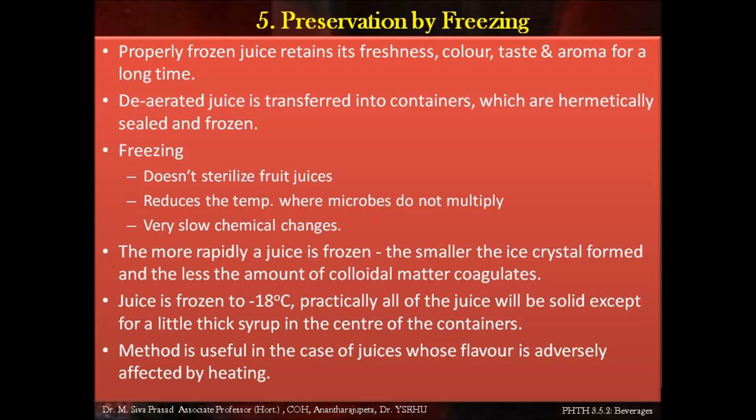particles, that is, the size of the ice crystals that are formed, is very small. The smaller the size of the ice crystals, the better the quality of the fruit juice. Eventually less colloidal matter is going to coagulate, so that determines the quality of a frozen product. When it is frozen to minus 18 degrees Celsius, everything becomes solid except at the center of the fruit juice, where it remains a thick liquid.